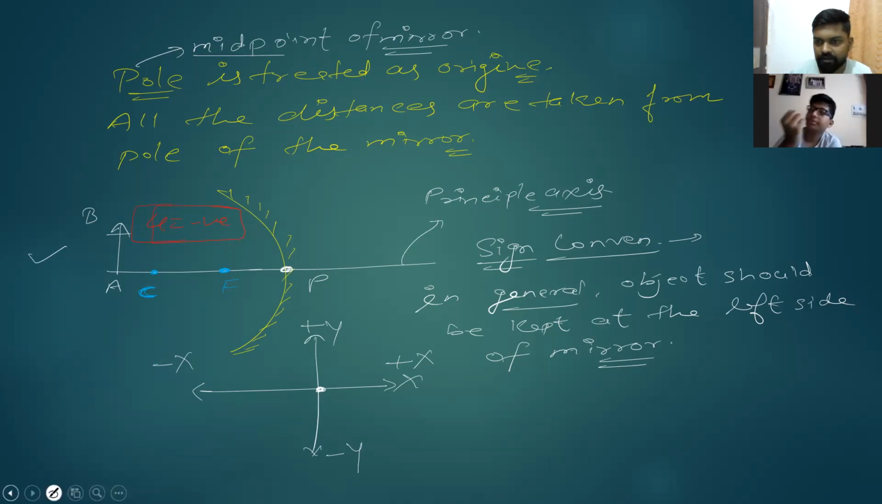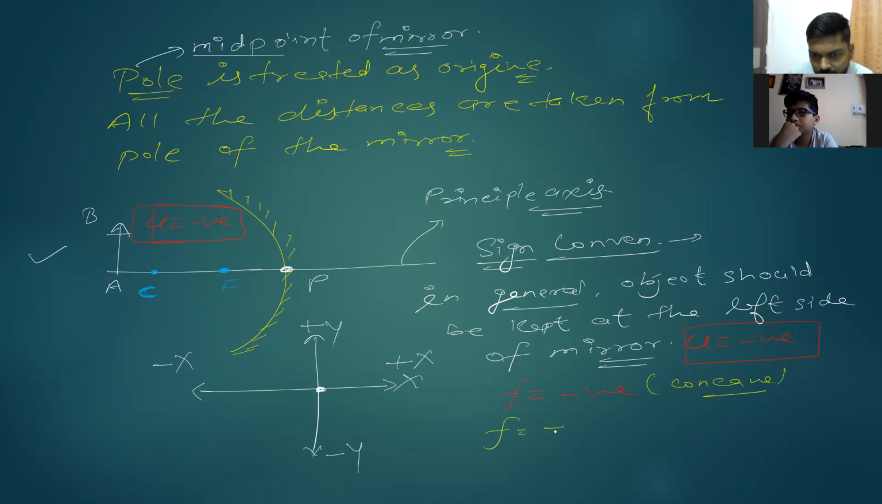So I think this is all clear now. Now we have understood that U is negative. Focal length of concave mirror is negative. And focal length for convex mirror is positive.